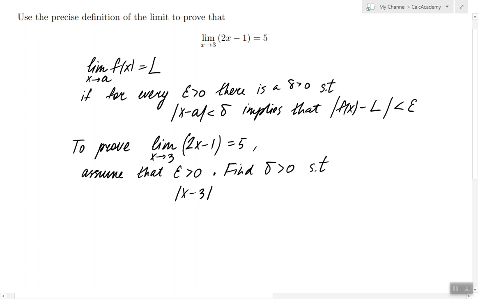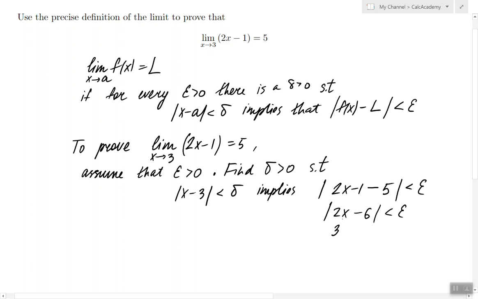and we have to find a delta greater than 0 such that |x minus a|, but a in this case is 3, is less than delta, implies that |f(x) minus L|, but f(x) in our case is 2x minus 1, is less than epsilon. So simplifying this basically tells us what delta should be. So if we want this to be true, we can simply set delta to be equal to epsilon over 2. So the complete proof looks like this now.